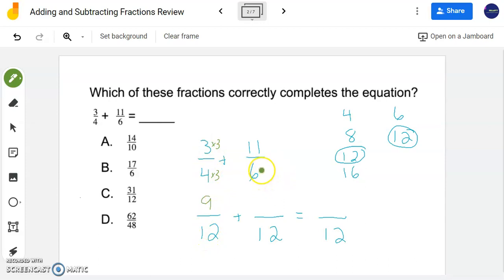Now I'm looking here and I have 6 times some number gets me to 12. Well, 6 times 2 is 12. So if I multiply my denominator by 2, I multiply my numerator by 2. So 11 times 2 is 22. Now my last step, I simply add my numerators. 22 plus 9 is 31, giving me a final answer of 31/12. Now that's confirming that answer choice C is correct.